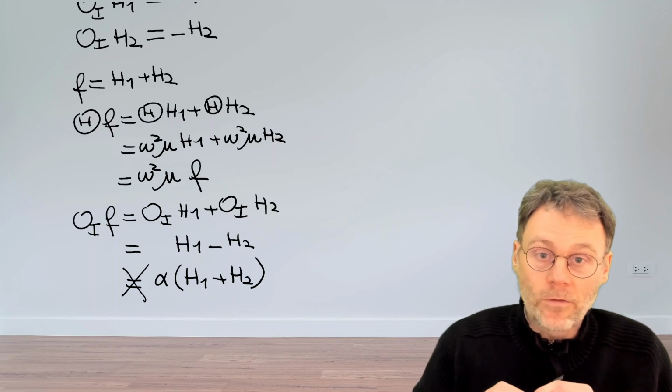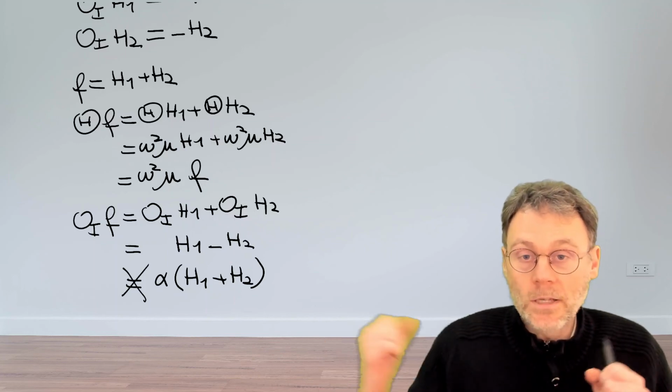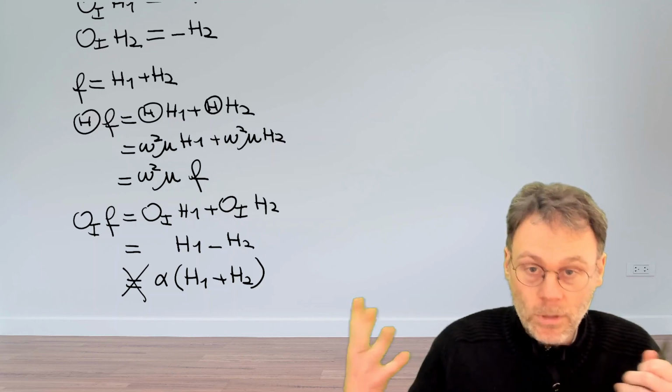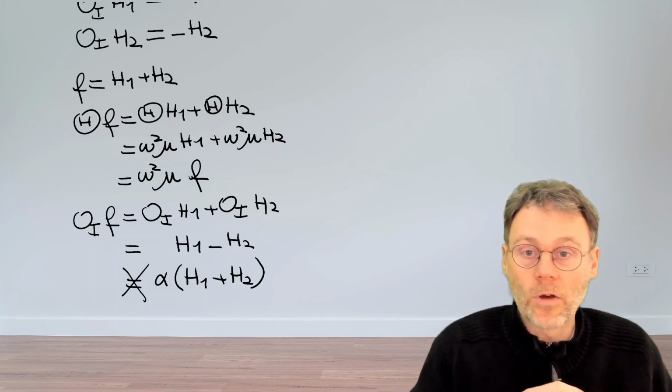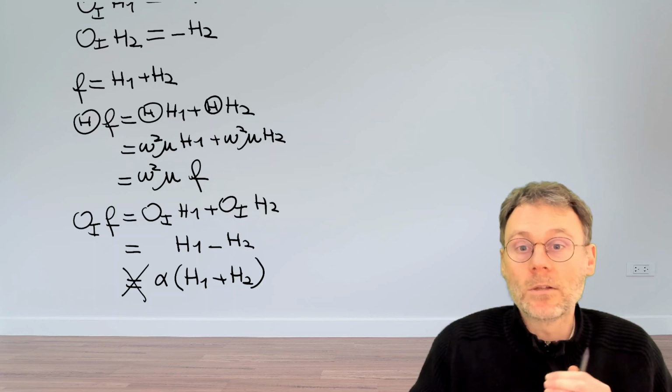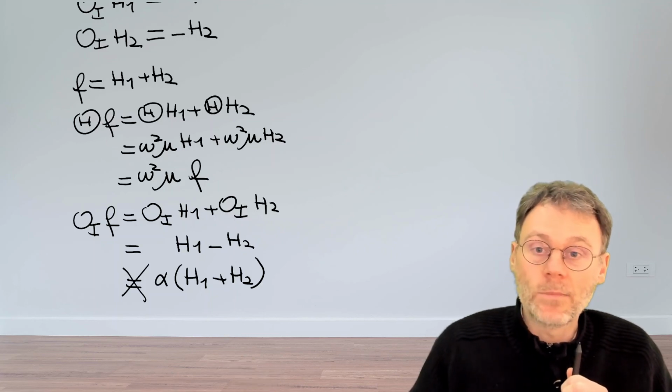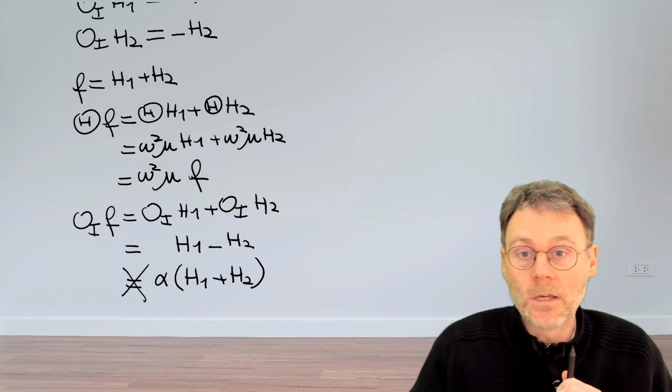So be very careful about that statement. As soon as a system has a certain symmetry, this means that it is possible to construct a common set of eigenfunctions. It does not mean that as soon as you have an eigenfunction of one operator, it will also automatically be an eigenfunction of the other operator.